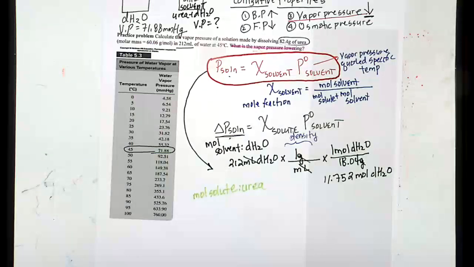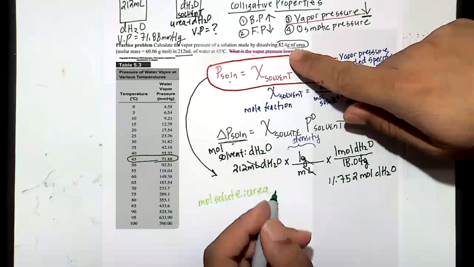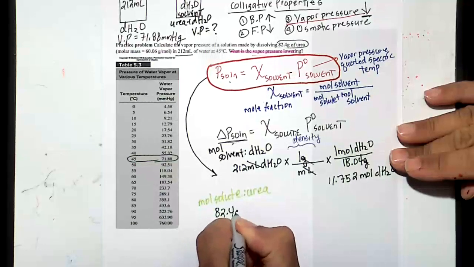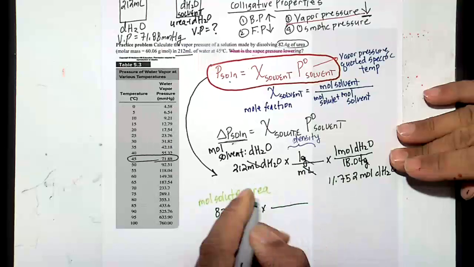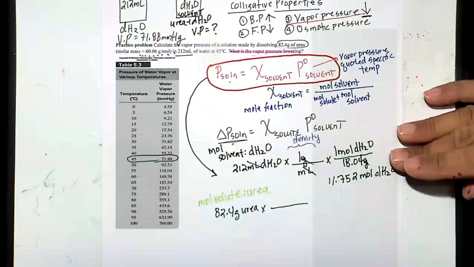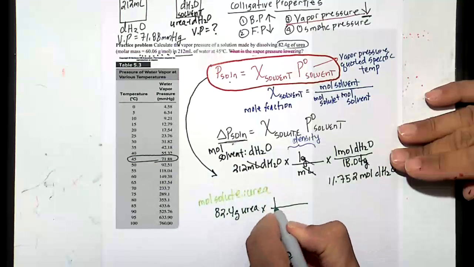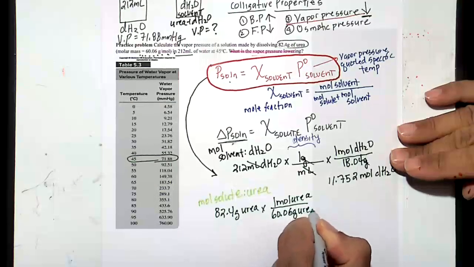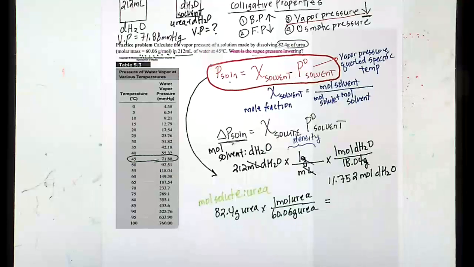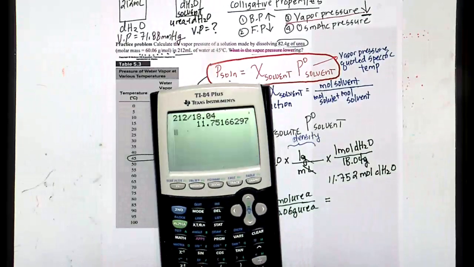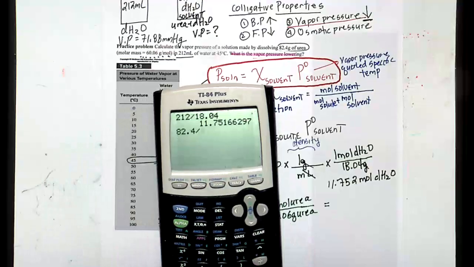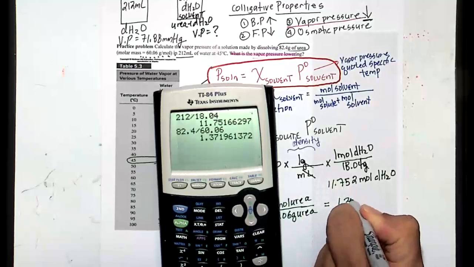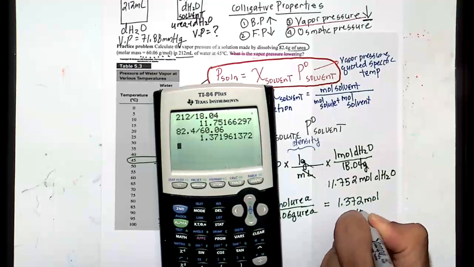That may be hard to see, so let's just do this here. All right, so we have 82.4 grams of urea times 1 mole of urea is 60.06 grams of urea. So 82.4 divided by 60.06, what do you guys get on your calculator when you do that? I'm getting about 1.372. I'm adding some extra decimals just to carry over.